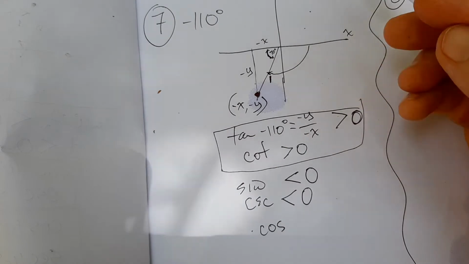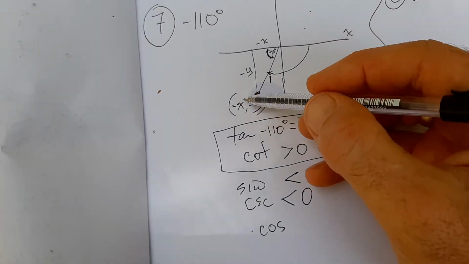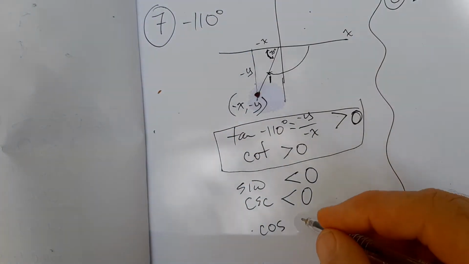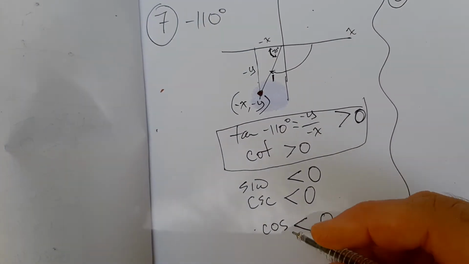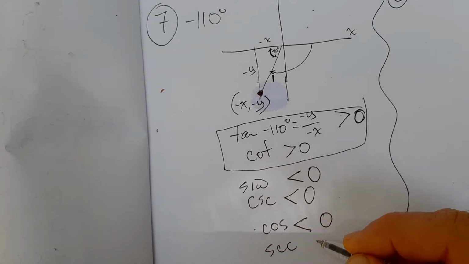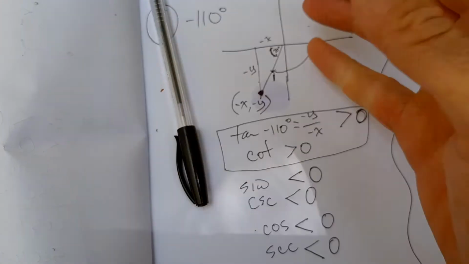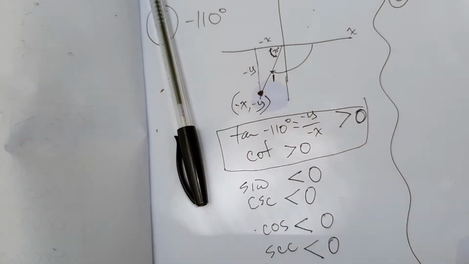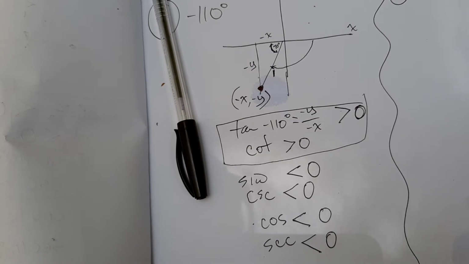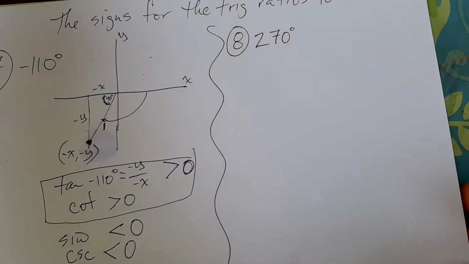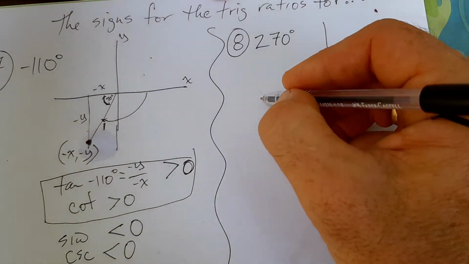Now we got cosine. And cosine looks at the x value. So anytime our x is negative, our cosine and our secant will be less than 0. All right? So anytime we're over in these two quadrants, with a negative x value, we're going to have negative x over 1. We're going to have a cosine and secant less than 0. Okay, one more headache here. All right, and then we'll look back through them real quick.